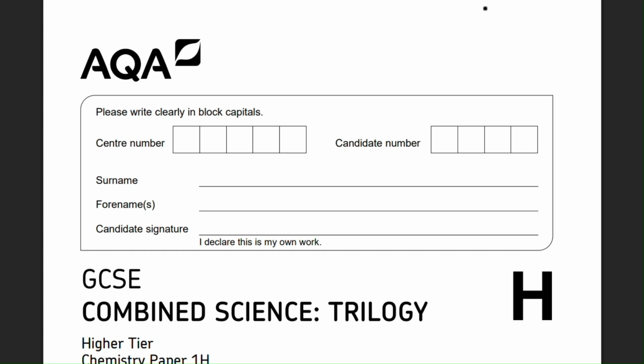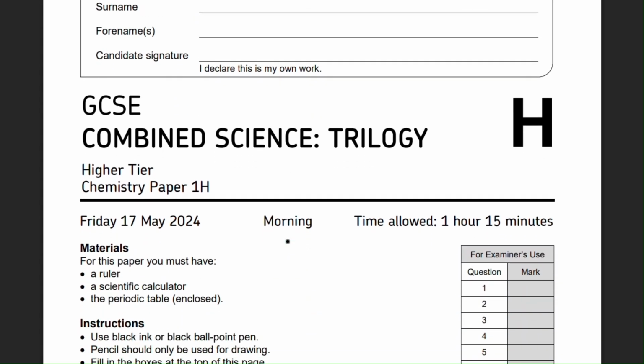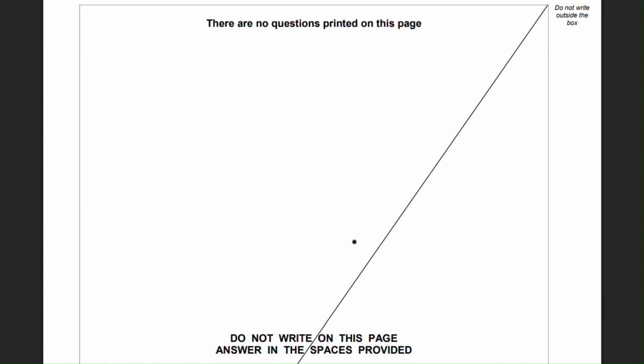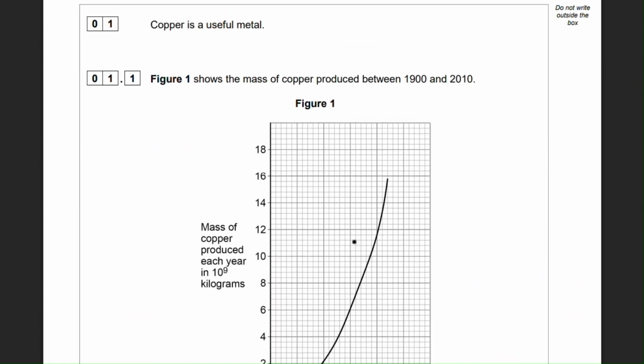This is a walkthrough of a higher GCSE Chemistry paper for AQA, and this is for paper 1 from May 2024. So let's start with the first question.